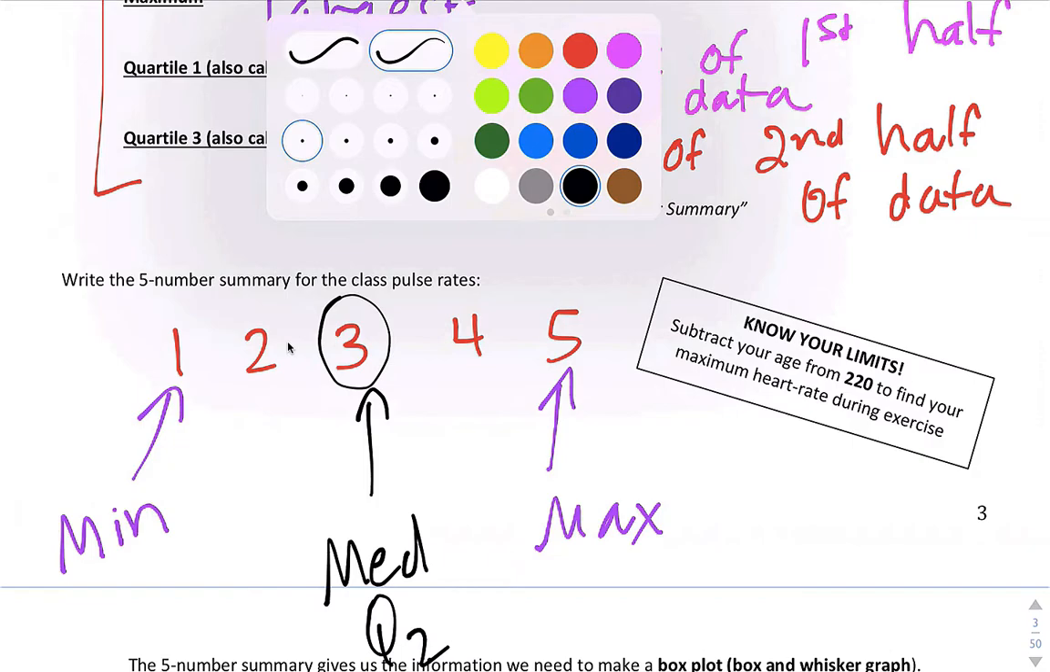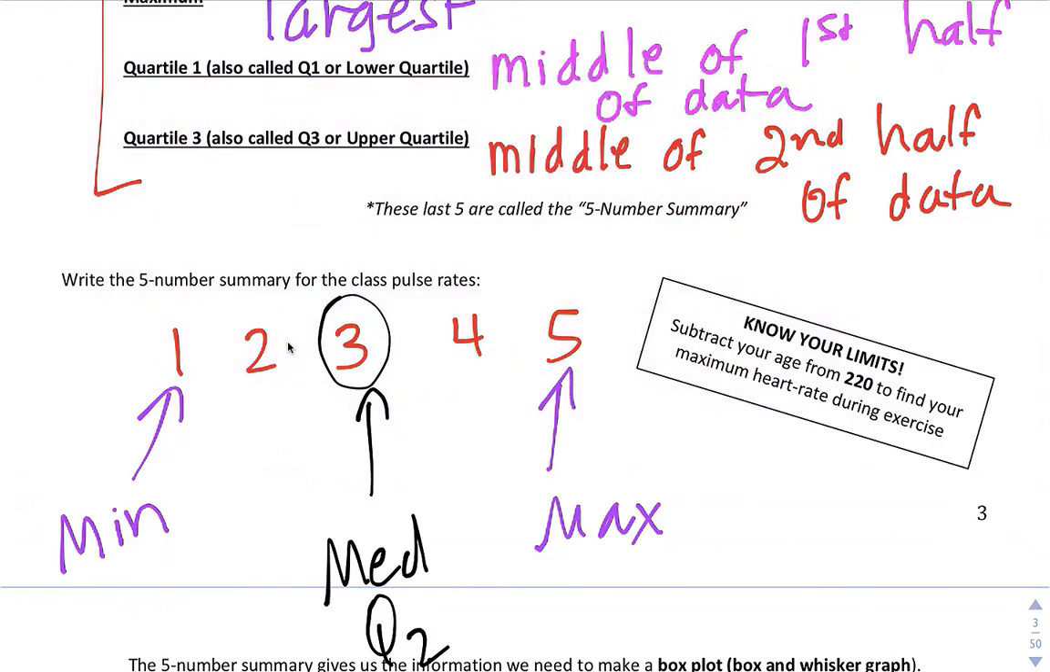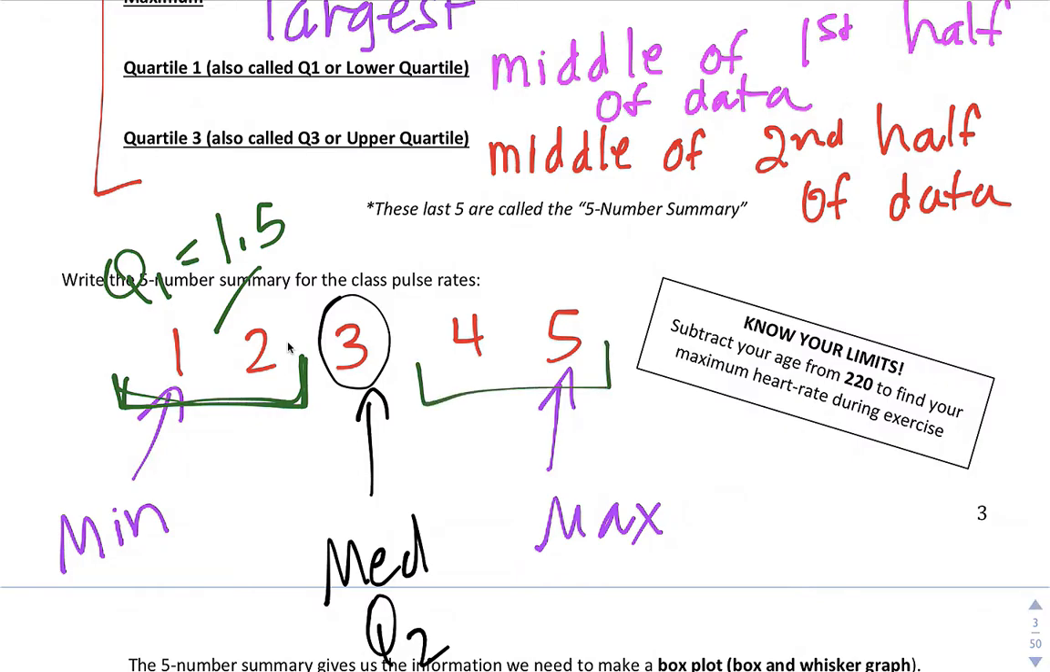And to find Q1 and Q3, we're looking at the middle of the first half of data. So you look at everything below the median, and we're going to find the middle. What's the middle of 1 and 2? Well, it's 1.5. So this is Q1. Do the same thing for Q3. Look at everything above the median and find the middle. The middle of 4 and 5 is 4.5, so that's Q3. Okay, so we're going to practice finding the 5-number summary quite a bit in this unit. Minimum, maximum, median, Q1, Q3.